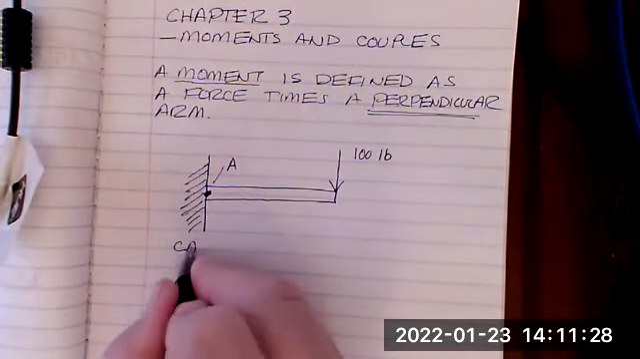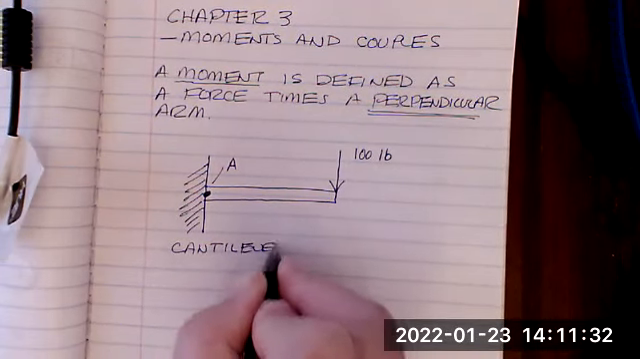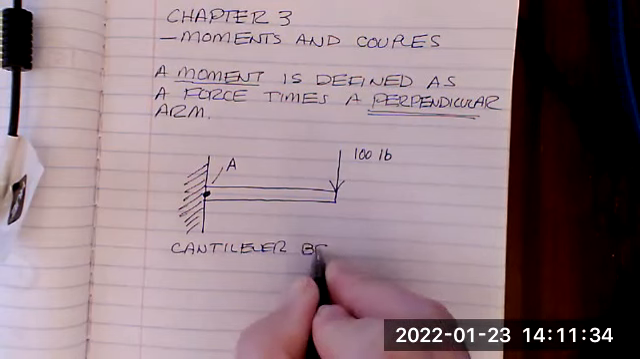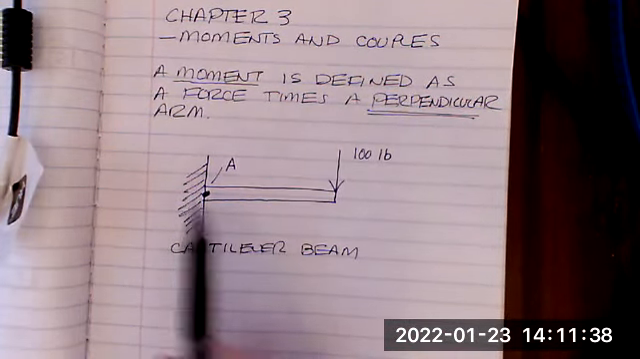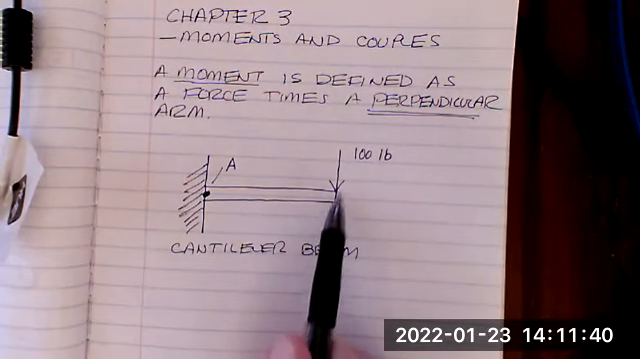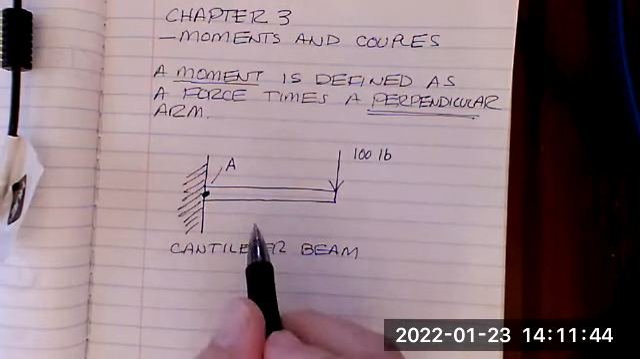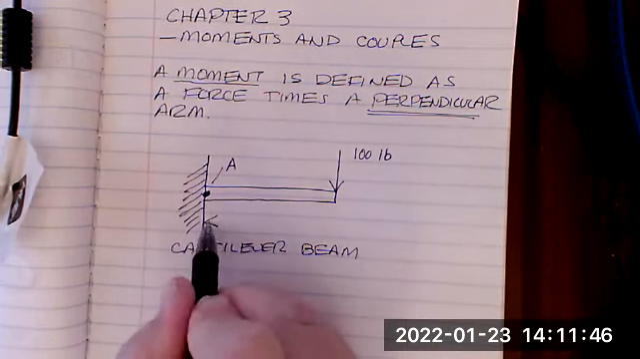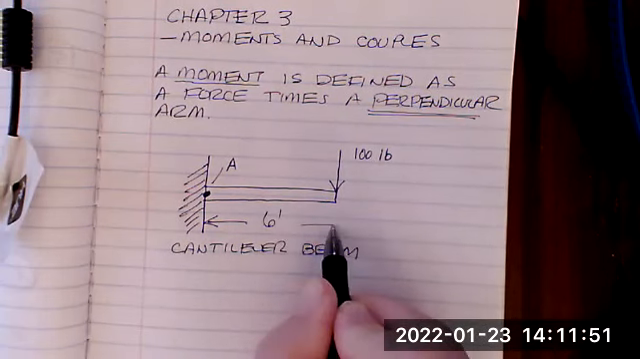Again, let me go ahead and write this out so you understand. This is called a cantilever beam. It's simply supported at one end, and free is a free end here. So one end is fixed. And let's say that it is 6 feet from point A.